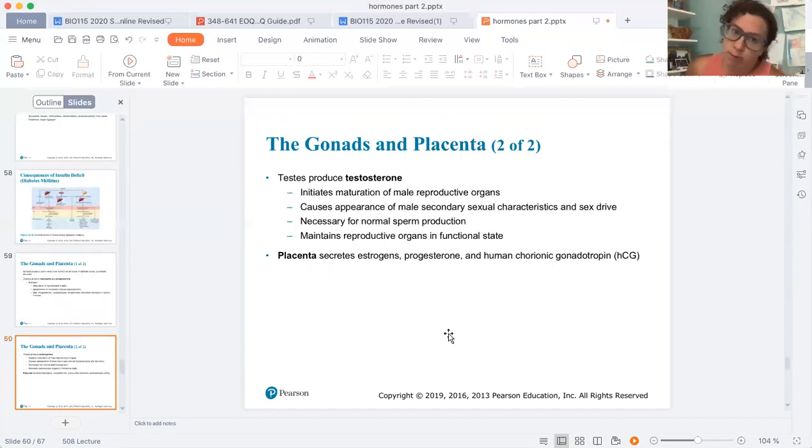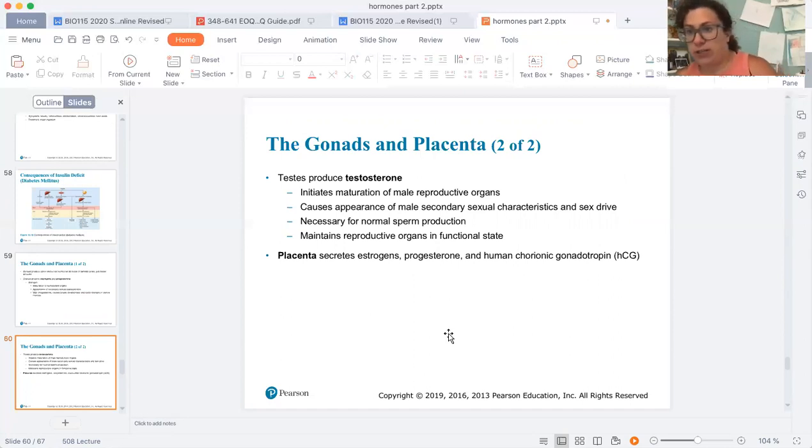And then the testes produce testosterone. So in males, this causes maturation of the reproductive organs, gives us the male secondary characteristics, which are deepening of the voice, Adam's apple might get a little bit thicker, body hair, odor, different fat deposition. And you need it for normal sperm production. Without testosterone, you can't have normal sperm. And it helps keep all the reproductive organs in a functional state.